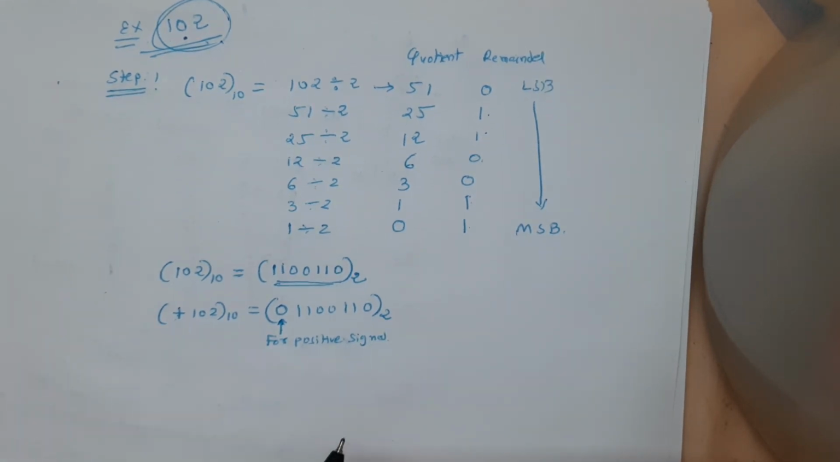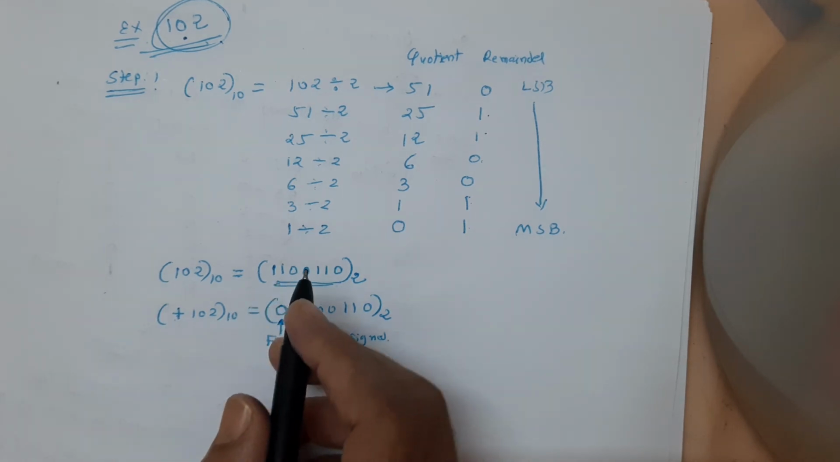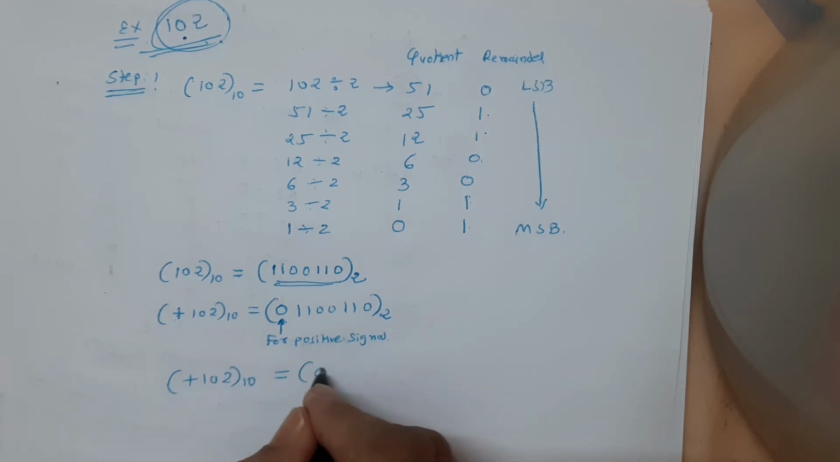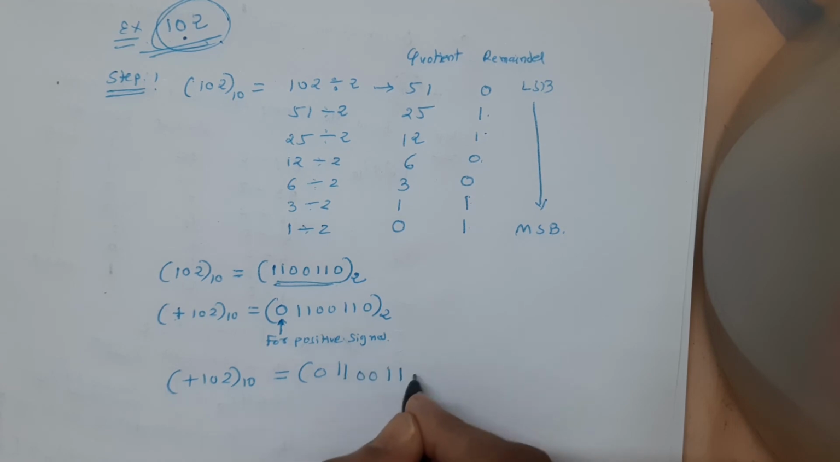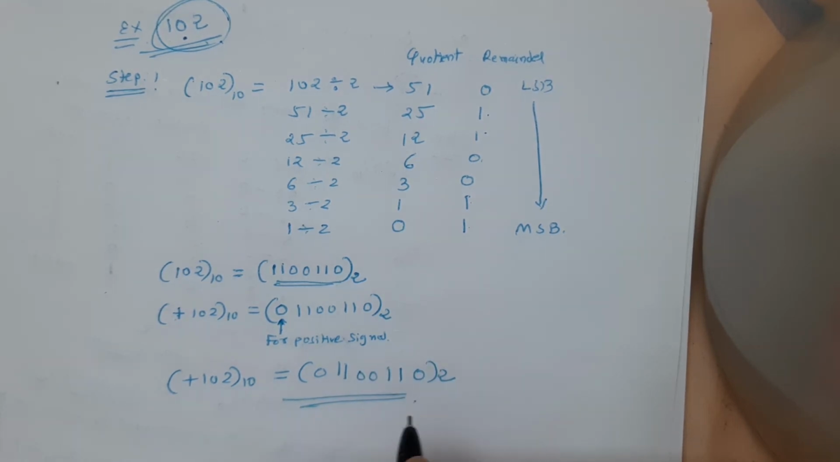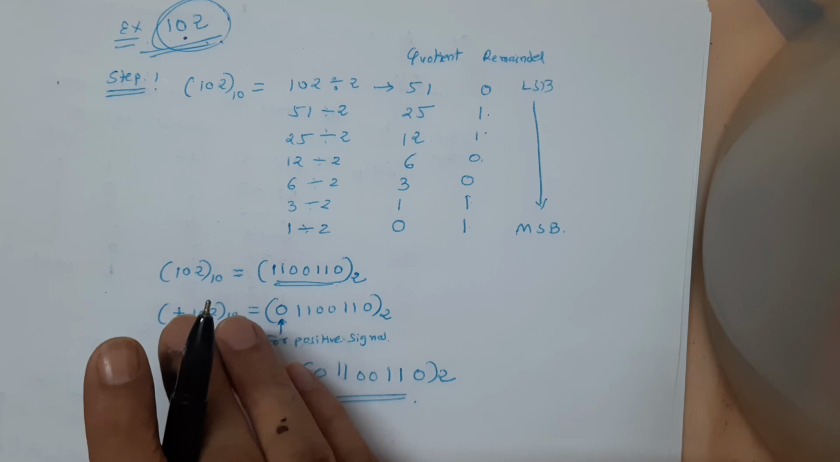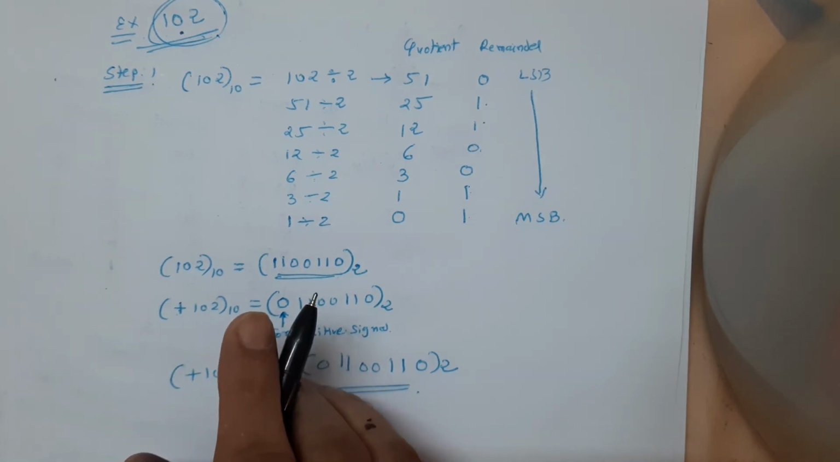Now we want to convert this into ones complement representation. The ones complement representation of the positive number is the same as the sign magnitude representation of the positive number. So this is our final answer: plus 102 decimal is equal to 01100110 binary. Here I repeat, the ones complement representation of the positive number is the same as the sign magnitude representation of the positive number.